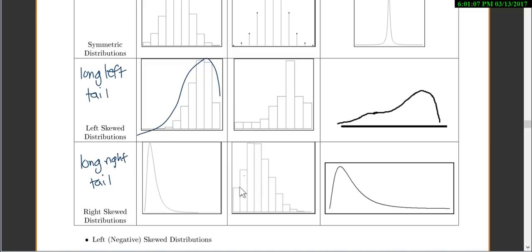So you kind of have a lot on the left and it slopes down to the right. So it's that long right tail.